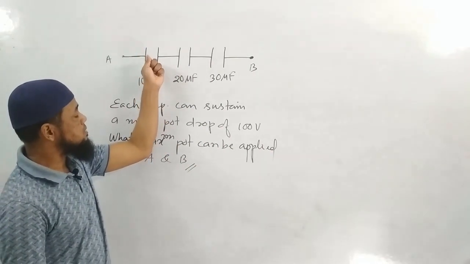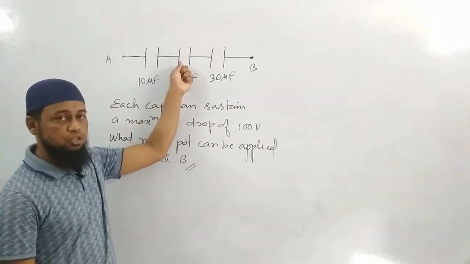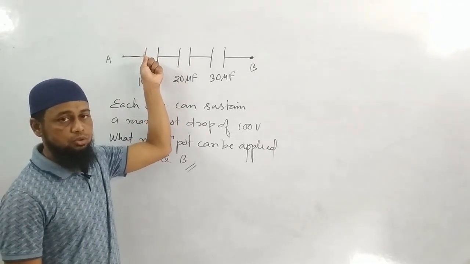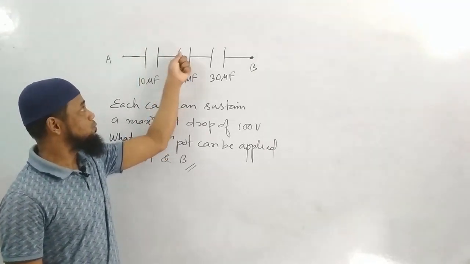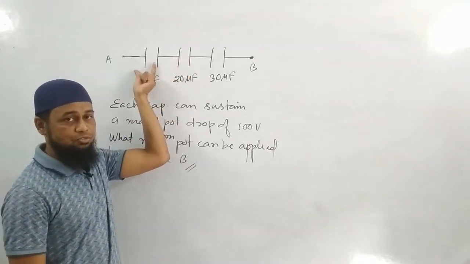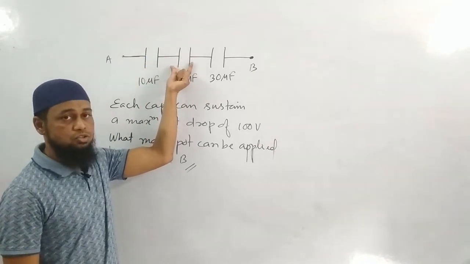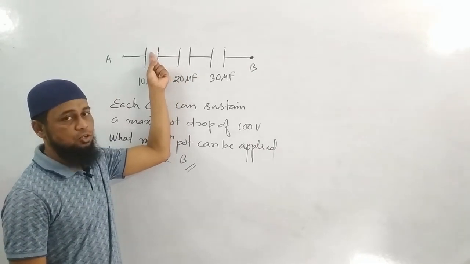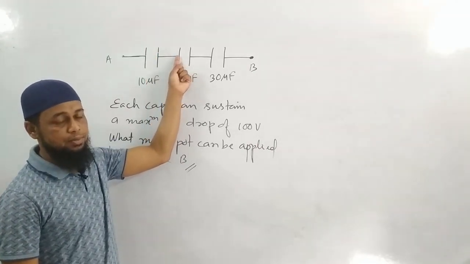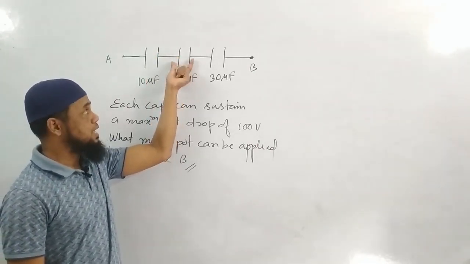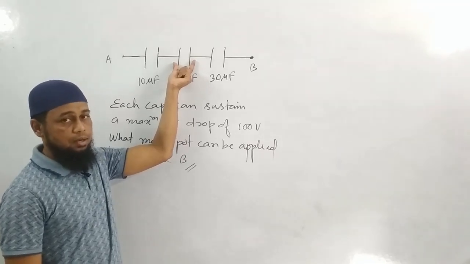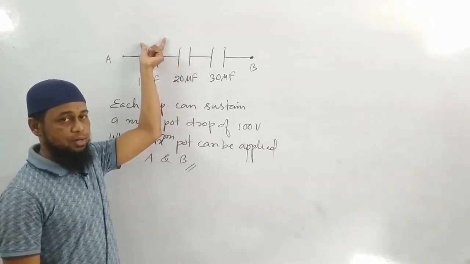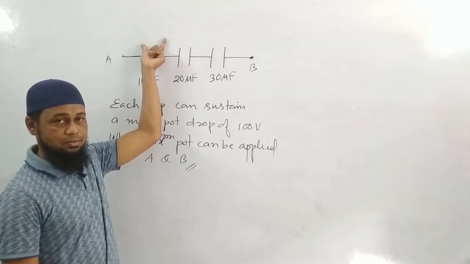So capacitances are in the ratio 1:2, so potential drops will be in the ratio 2:1. This capacitance is double of this, so the potential drop across this one will be half of this. If I call this potential drop 100, then the potential drop across this will become 50. But if I take this potential drop to be 100, then the other will become 200.